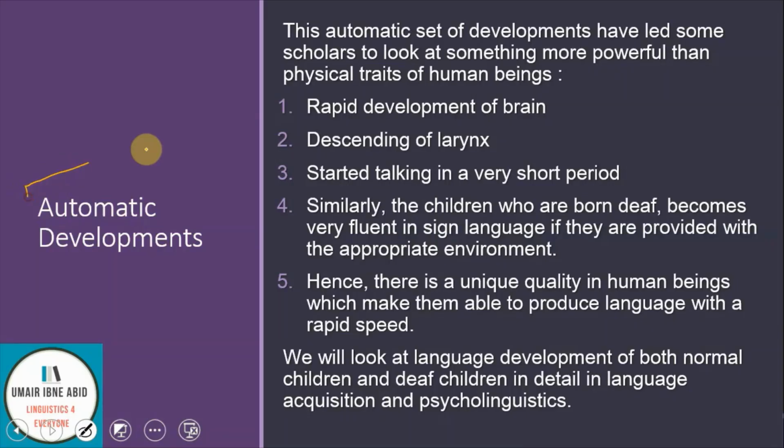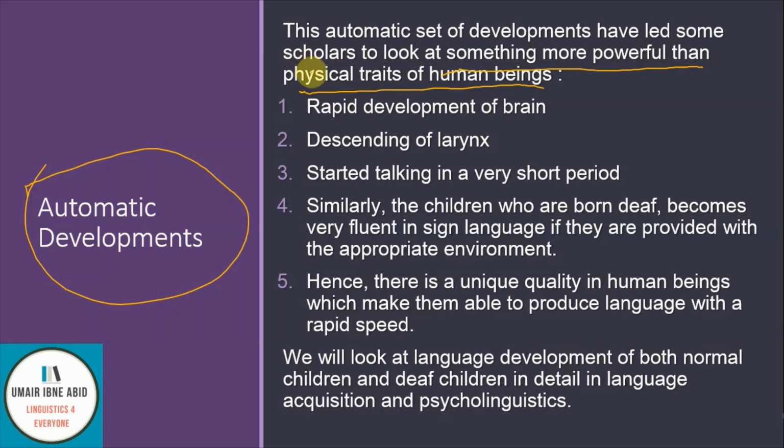Now these automatic developments have led some scholars to look at something more powerful than the physical traits of human beings. In the last lecture we talked about the physical traits of human beings, that human posture, larynx, pharynx, tongue, and teeth are different from other primates. So we thought that these could be the major sources due to which humans can speak a unique language, unlike other primates.